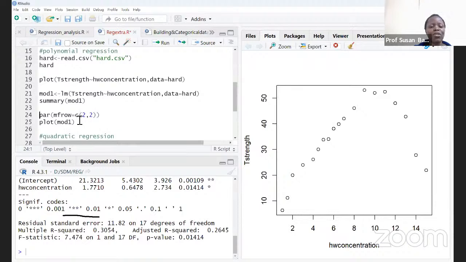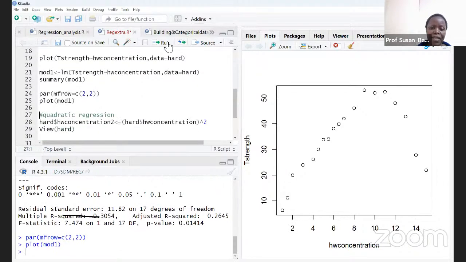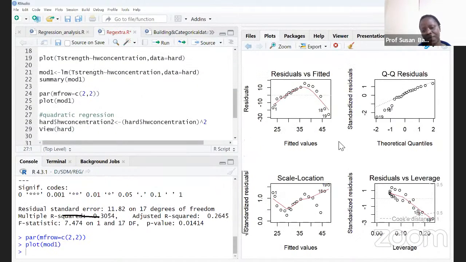We can also draw, before we go ahead, let's construct our residual plots to see whether, even if the model is significant, are the residual plots telling us that the assumptions are not violated? So let's run line 24 and 25. So we run that, and we have the 4 plots. So I'm assuming that you're following. We've already done this. The only difference is that now we have data which is curvilinear.